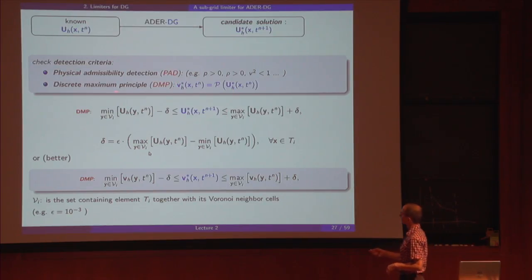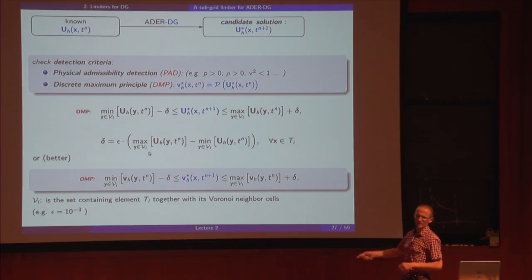But then you have also a mathematical prescription, and it is the following. If my candidate solution, which I'm checking, is not bounded below by the minimum value of the polynomials in my neighboring cells, and is not bounded above by the maximum value of the polynomials of my neighboring cells, then I will say this is a troubled cell because it has oscillated. This is a detection of oscillations, if you wish. Delta is just to allow some overshooting and undershooting.